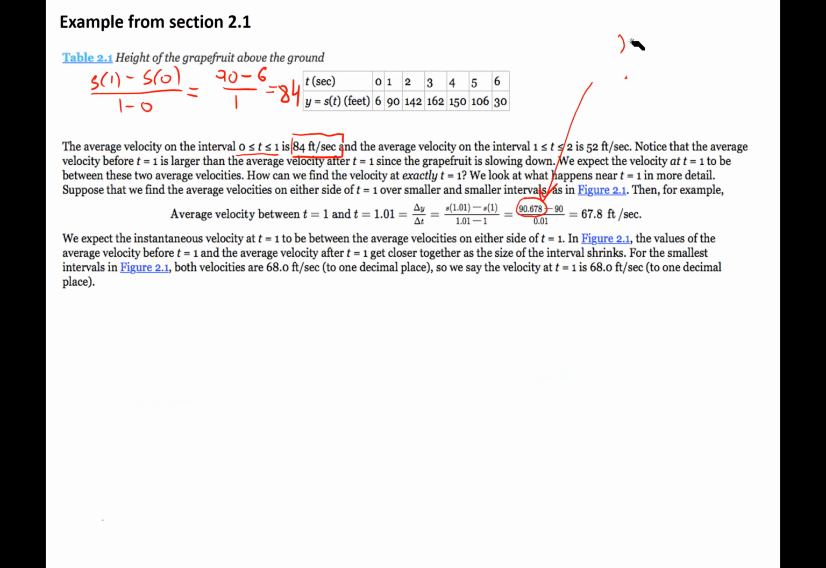Okay, now let me remove this one. They're asking for the average between 1 and 2. That means the same thing. s at 2 minus s at 1, over 2 minus 1. s at 2 is 142 minus s at 1 is 90. My writing is not clear. Okay, and I believe 142 minus 90 is 52 feet per second. Okay, that means this is the average between 0 and 1, and 1 and 2.